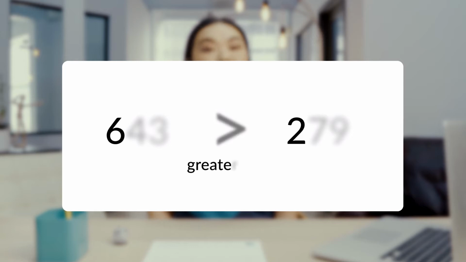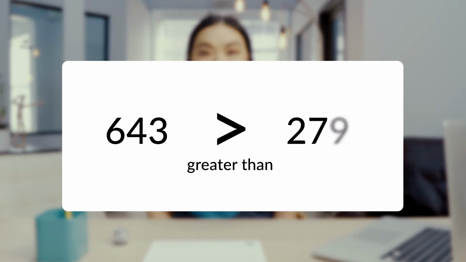Numbers can be compared using greater than, less than, or equal to. Here are the numbers 643 and 279. To compare these two numbers, you begin with the digit furthest to the left, or the hundreds place. Is 6 greater than or less than 2? 6 is greater than 2. This tells you that 643 is greater than 279.